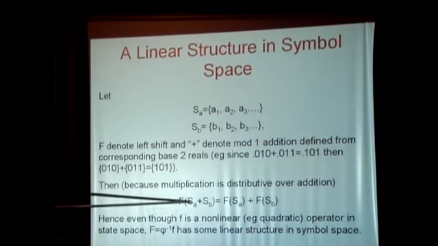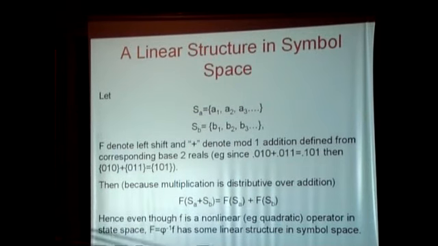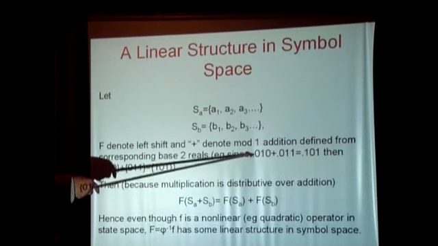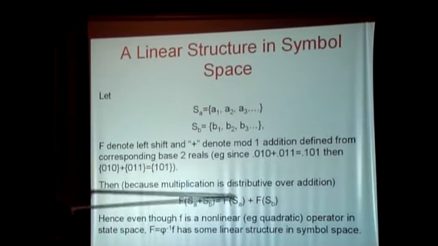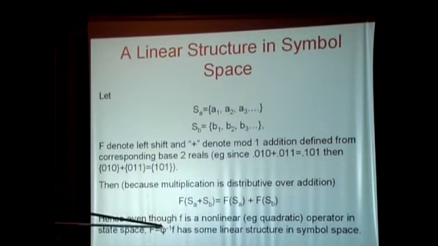So f applied to SA, defining this addition of symbols by going into binary reals, adding mod 1 and back again, then f acting on SA plus SB is just f acting on SA plus f acting on SB. A simple way of saying that is that f, if it's a left shift, is like doing a multiplication by 2 and then doing mod 1. So simple multiplication is distributed over addition. You have this kind of linear structure. So even though f itself, little f, is a highly non-linear operator in state space, this capital F does actually contain linear structure, which I think is rather interesting.